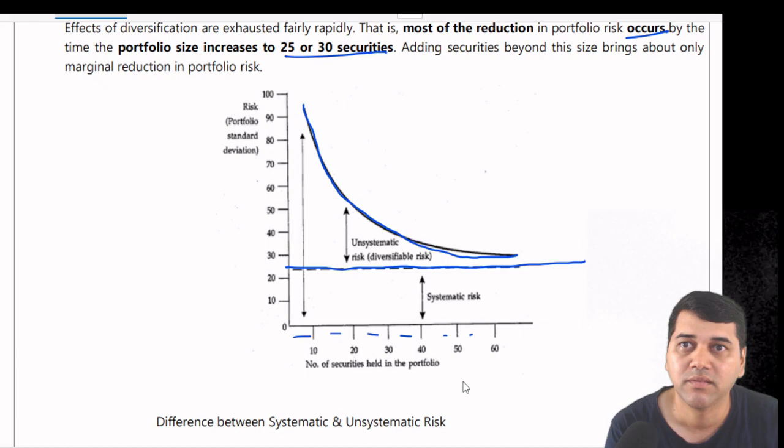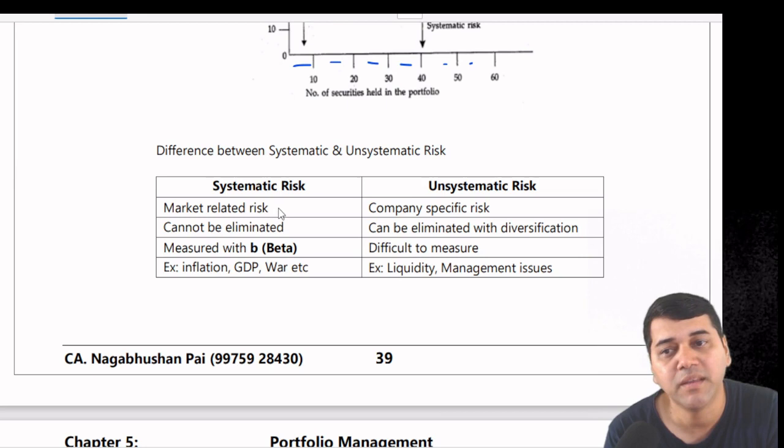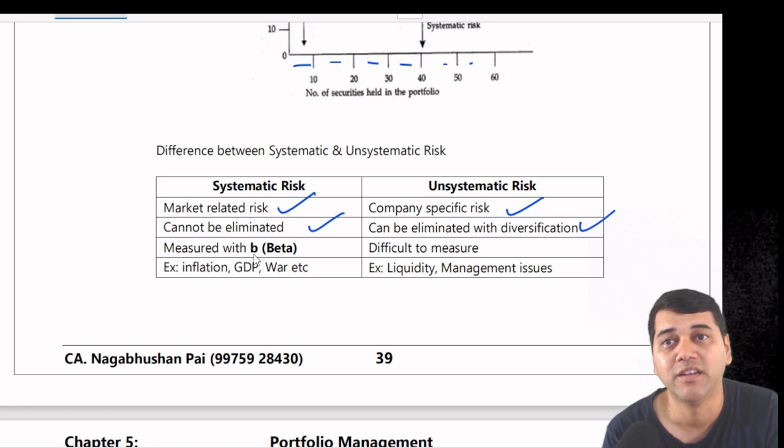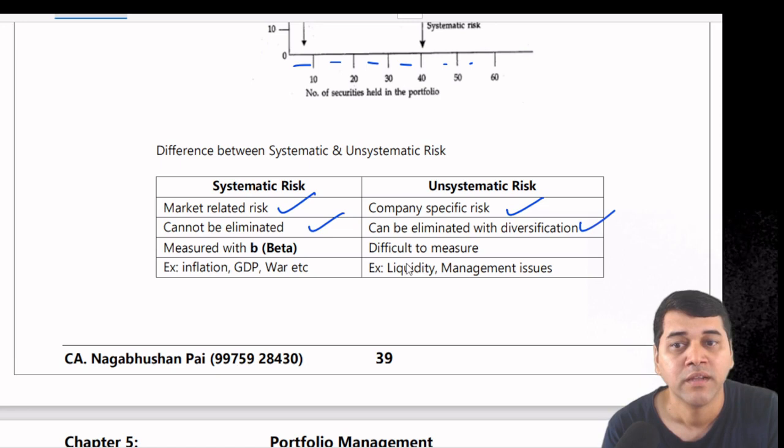So this is the difference. What is the difference between systematic and unsystematic risk? It is the market risk. It is the company risk. Cannot be eliminated. Yes, it can be eliminated with the diversification. Now, systematic risk is measured with one unit called beta. We have come across it, but we didn't discuss much. We'll focus more now. But here it is difficult to measure unsystematic risk. It's called error, e square.